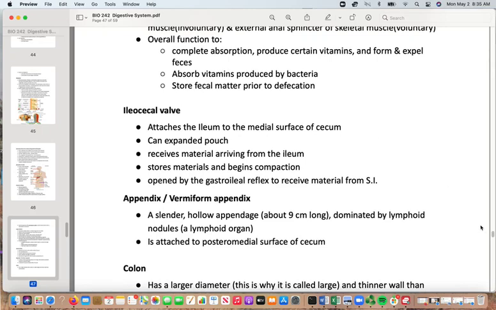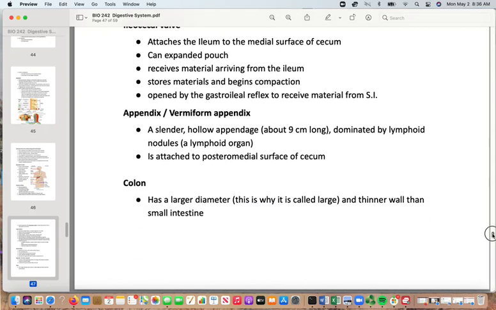The appendix. This is an organ that a lot of times people think has zero purpose. Really, we don't have anything in our body that serves zero purpose. There are things you can live without, but they all do have a purpose whether or not we understand it. So the appendix is a slender, hollow appendage. It's about 9 centimeters long. It's mostly lymphoid nodules, so it's a lymphoid organ. And it's attached to the posteromedial surface of the cecum.